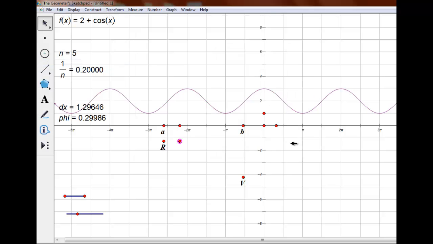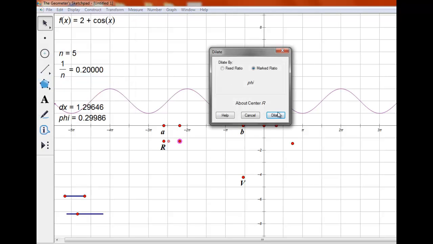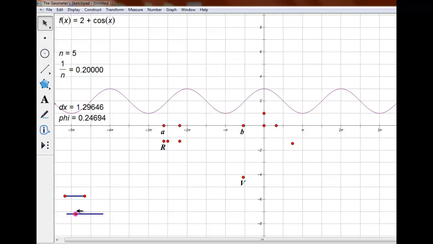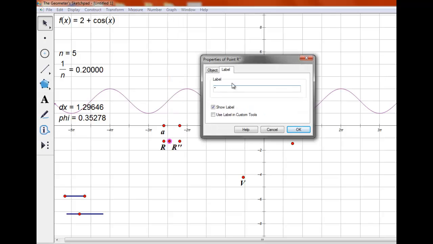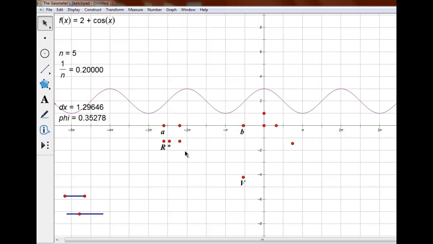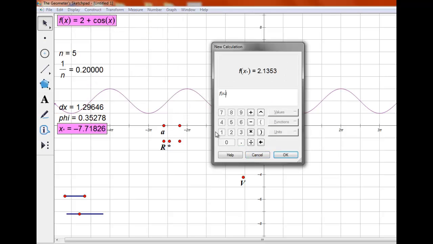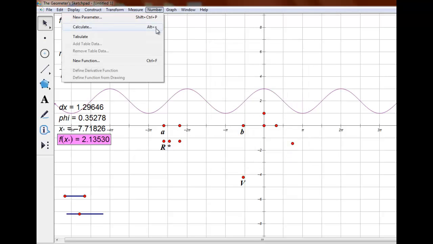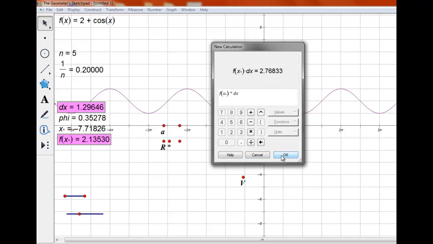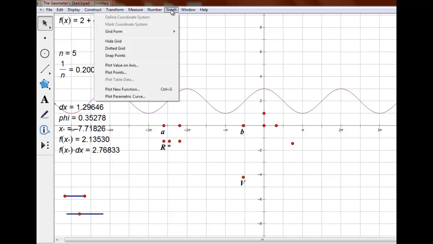So now I'm going to construct my first rectangle. I translate R to the right. I compute the location of the point asterisk. And then I have to measure the value of the function at the x-coordinate of asterisk, f of x asterisk. And then I take that and I multiply it by dx to get the rectangle area.